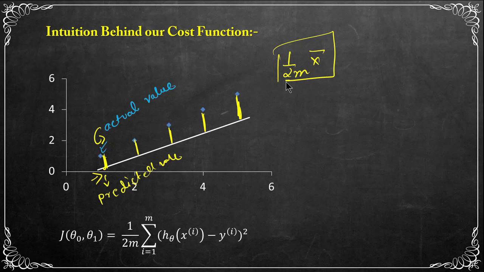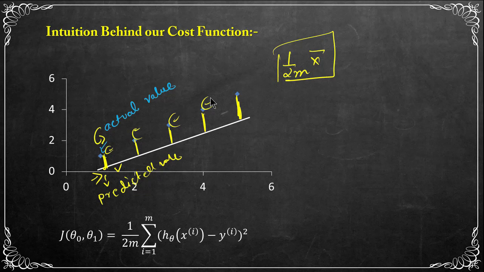So I think you got a bit of intuition about the cost function. Explaining one more time: here the blue points are the actual values, and the white straight line is the predicted value. We are taking the mean of the squares of the difference between the predicted and the actual value, where the predicted value is the line and the actual value is the blue points.